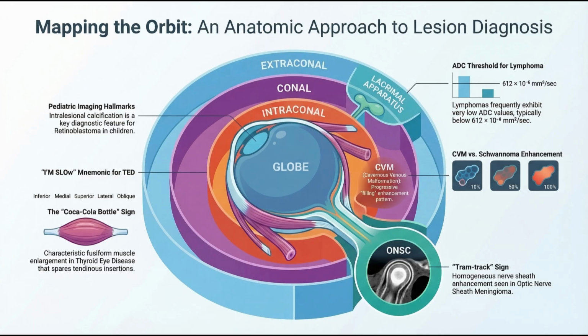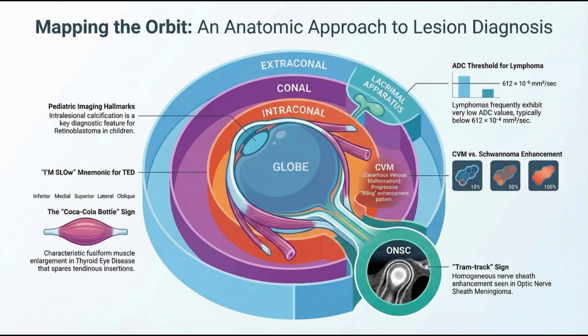But what if I told you that to a medical detective, the human eye and the socket it sits in? The orbit. Yes, the orbit. It isn't just one solid thing. It's actually a highly complex piece of real estate, intricately divided into very specific, distinct neighborhoods. It's a completely different way to look at human anatomy, honestly.